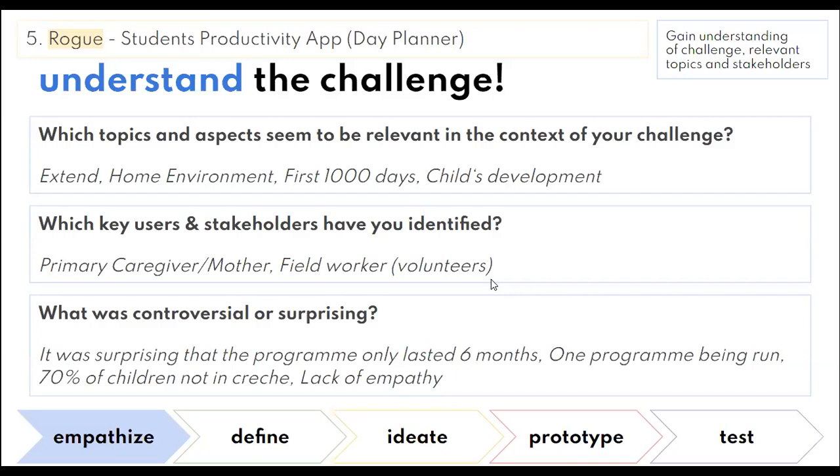In this case, talking about childhood development, they found it surprising that the program only lasted 6 months. The center had a program to engage with childhood development, but people coming into this challenge didn't know that it only lasted 6 months. They also didn't know that only one program was being run. And 70% of the children who are part of this program aren't in creche. They also found that there was a lack of empathy in the center, in engaging with the children, or even whether the children had access to the center or not.